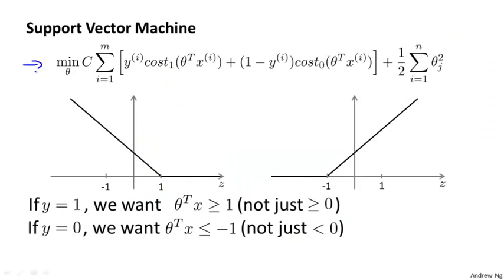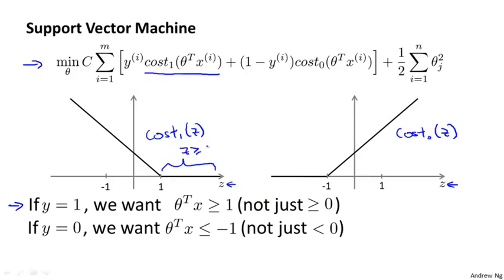Here's my cost function for the support vector machine, where on the left I've plotted my cost1 of z function that I use for positive examples, and on the right I've plotted my cost0 of z function, where I have z on the horizontal axis. Now let's think about what it takes to make these cost functions small. If you have a positive example, so if y is equal to 1, then cost1 of z is 0 only when z is greater than or equal to 1.